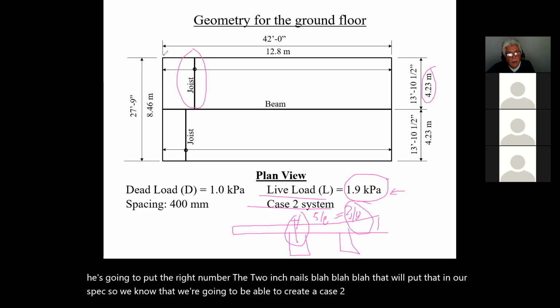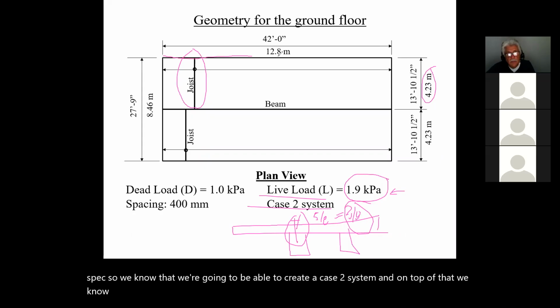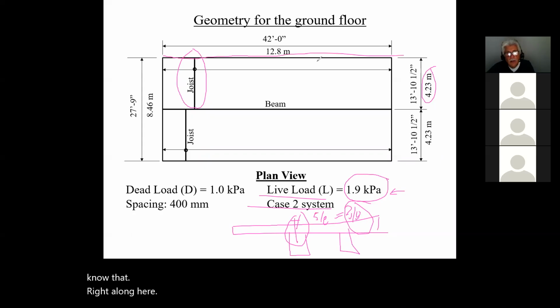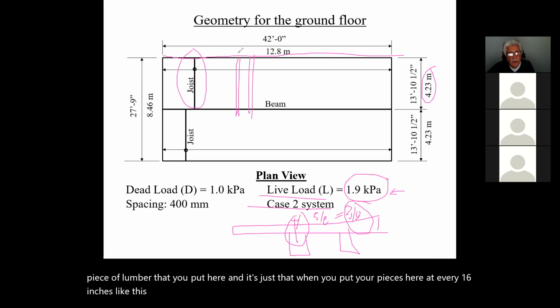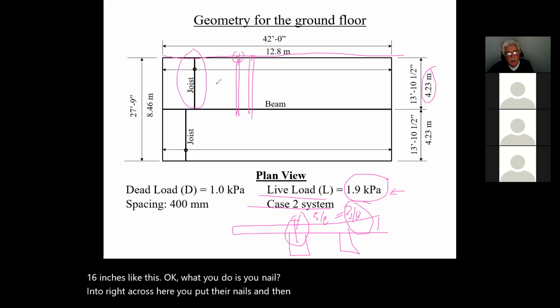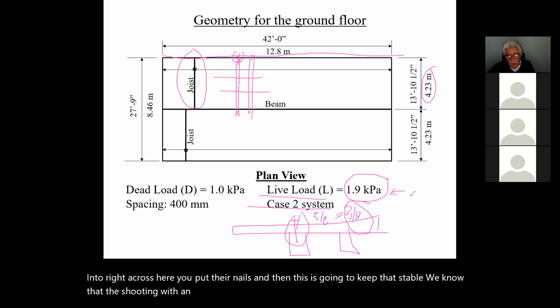So we know that we're going to be able to create a case 2 system. On top of that, right along here, we're going to have a header joist. A header joist is the same piece of lumber that you put here. When you put your pieces here at every 16 inches like this, you nail right across here, and this is going to keep that stable. We know that the sheeting with the nailing is going to keep that stable. So we know that our KL value is 1.